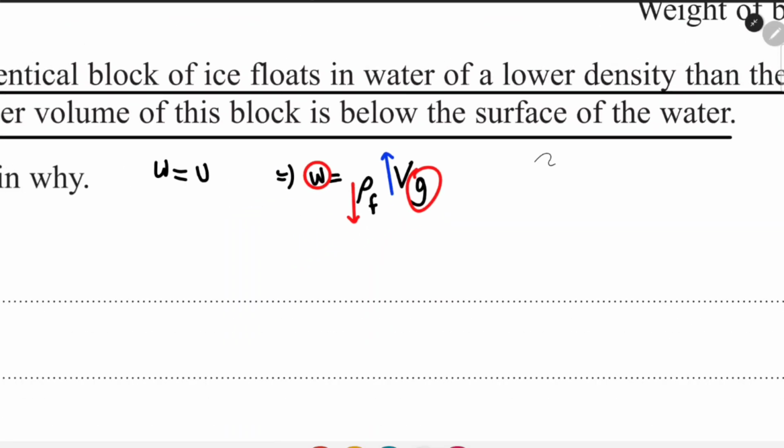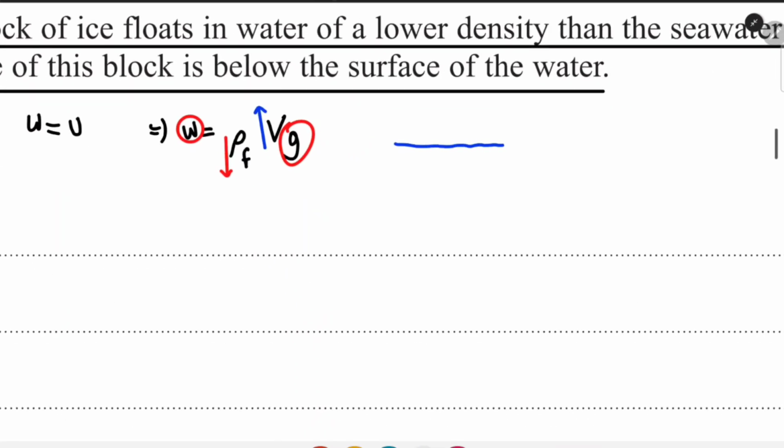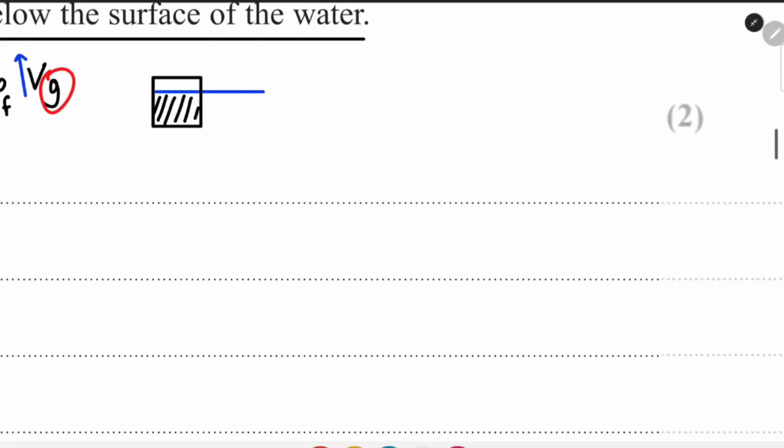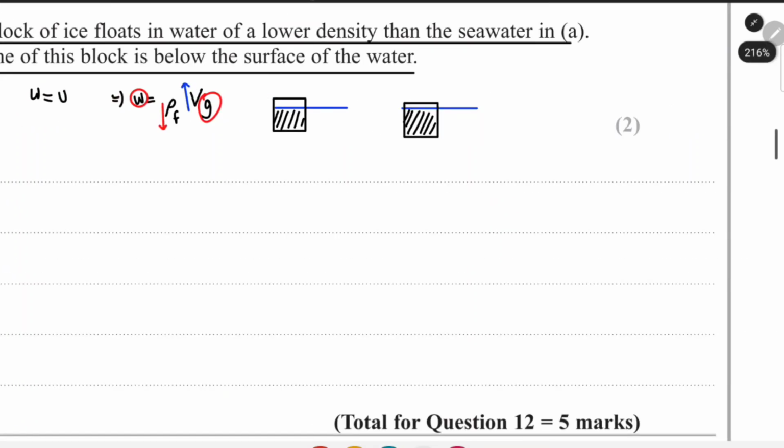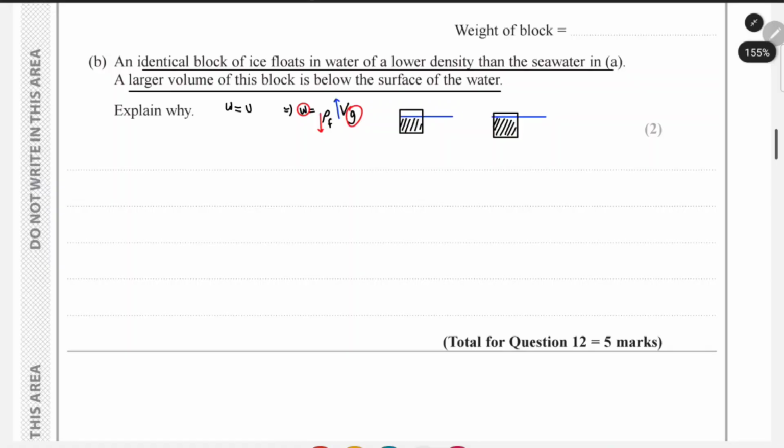And the way for the volume of ice under water to increase, so this is the water surface, and this is the first ice cube. Now we want this volume over here to increase. The only way for it to happen is if more of the ice is under the water. So a case like this. Now the volume under the water is increased. So this is how it happens.